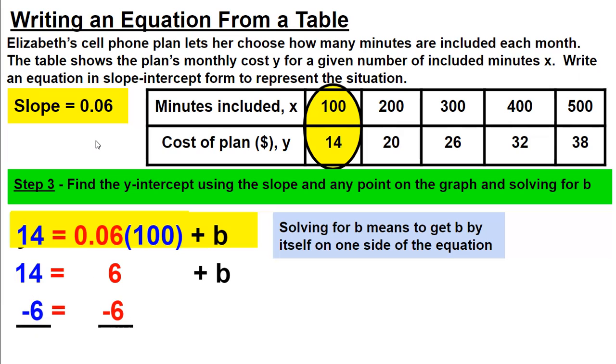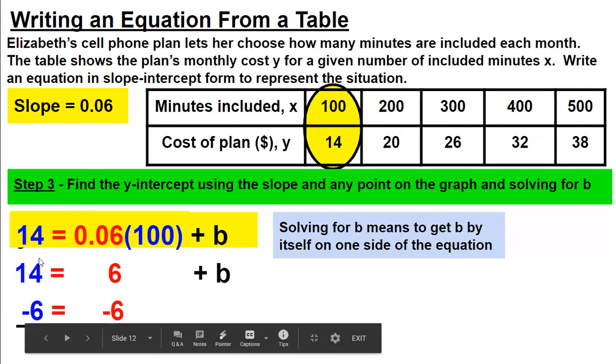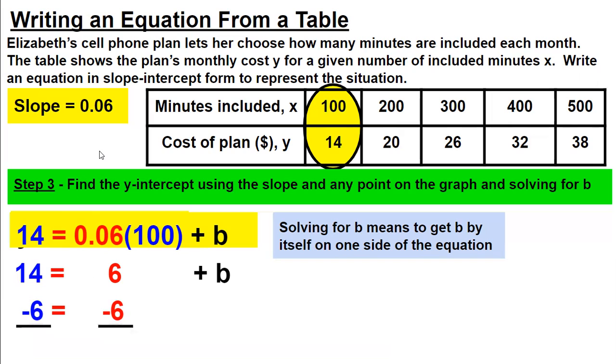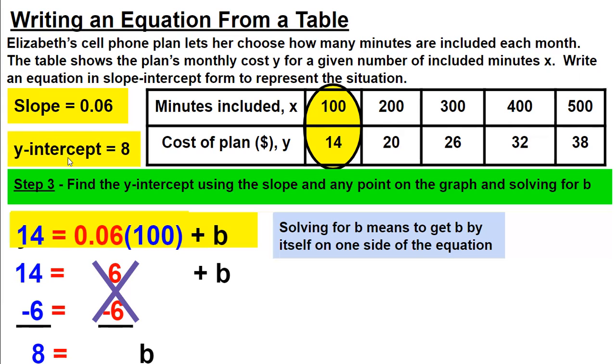And now on the left, I get 14 minus 6 here. And on the right, I get 6 minus 6. Well, what is 6 minus 6? I hope you said 0. So we can cross off the 6 minus 6 because 0 plus any number b is just b. And then on the left side, 14 minus 6 is 8. And we're left with b on the right side. So our y-intercept is equal to 8. Now I believe we have all the missing pieces. We can put it together now.